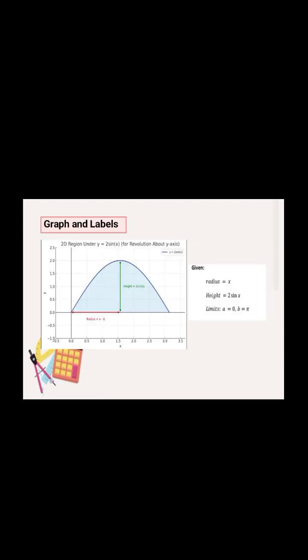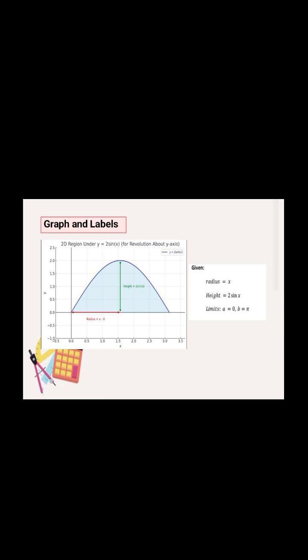So, we are asked to find the volume of the solid formed by rotating the region under the curve y equals 2 sine x from x equals 0 to x equals pi about the y-axis. The shell method is the best choice.